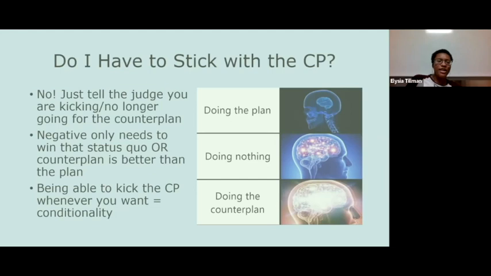Does it encourage the negative to actually learn the counterplan in detail, or does it give them an easy out that allows for not putting in as much effort and getting more out of it? So these are just some things to think about as we move into the answering counterplans part of this lecture.